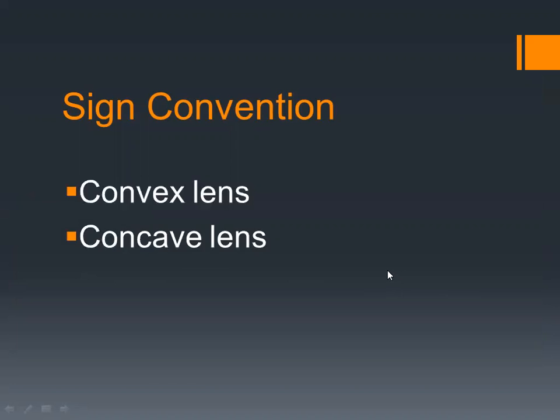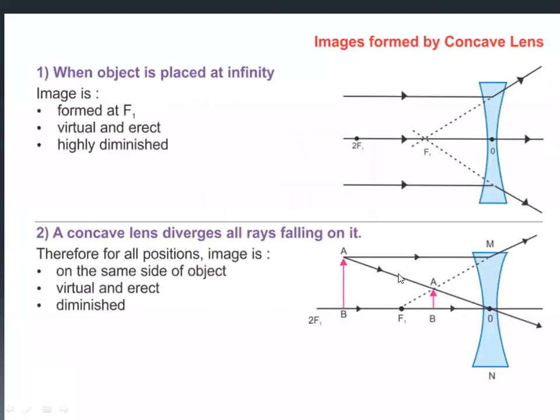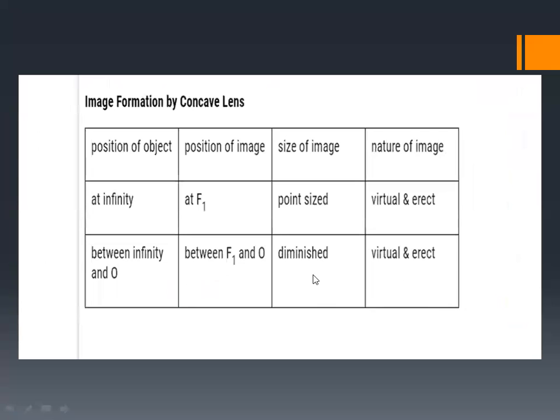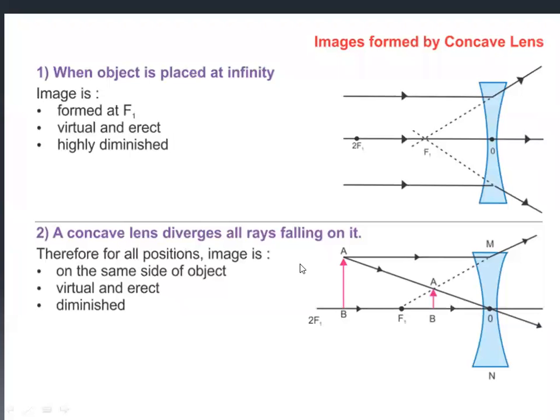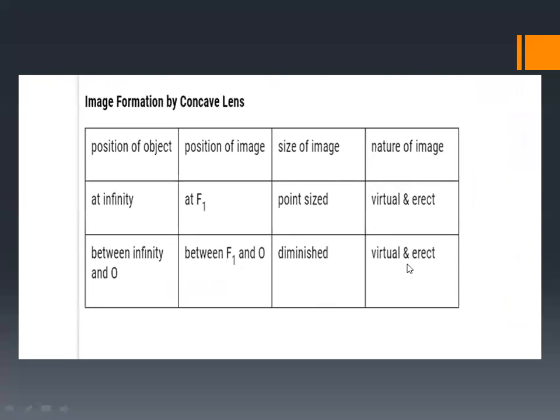And when the object is between infinity and optical center, the position of the image is between F1 and optical center. This is the position of the image. The size of the image is diminished, as you can see here, and it is virtual and erect. So this is the image formation of a concave lens.